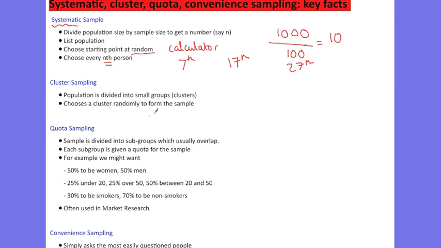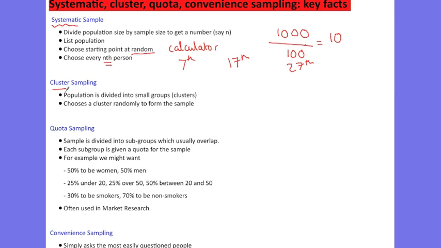Cluster sampling. This is when the population is divided into small groups and then chooses a cluster randomly to form a sample. So population into groups, and then one group is chosen as the sample, and this is known as cluster sampling.